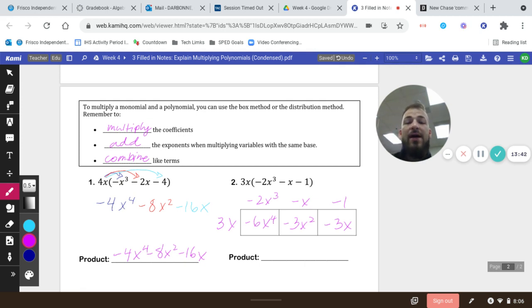And then once again, x to the 4th, x squared, and x are all the only iterations of those type of terms. So we have nothing to combine, so we just write that as our final answer. Negative 6x to the 4th minus 3x squared minus 3x. All right, y'all, and that is multiplying polynomials, using the double distribution method or using the box method. You can use either. I don't care which one you use moving forward. Just make sure that you do use one of them to kind of help organize your multiplication, okay?